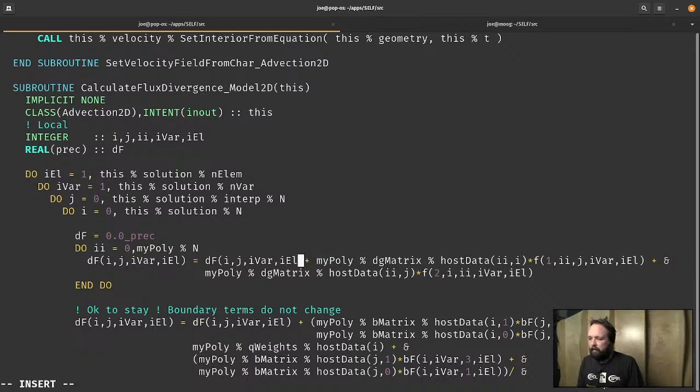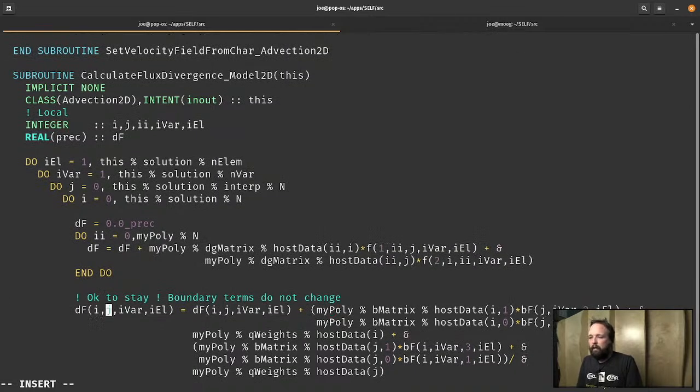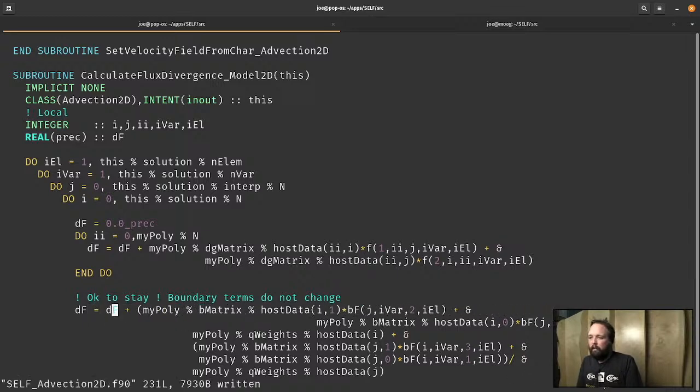All right, so let's trim this down to where we're just using that accumulator. And we got our accumulator. All right, so wherever I see my poly, what I want to do is replace it with this solution percent interp.